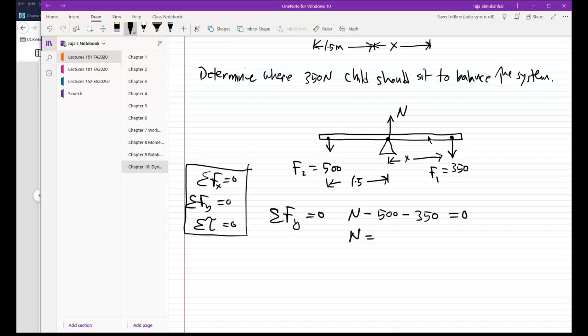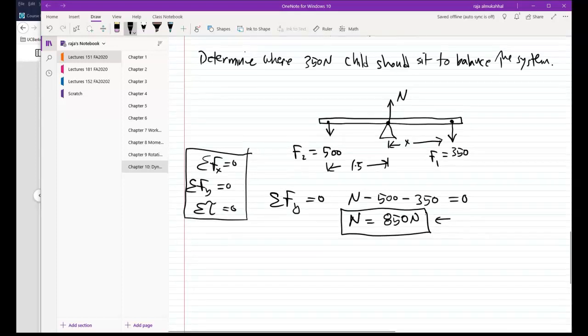So in this case, what is that? 500 plus 350, that would be 850, correct? So that's 850 Newton. There we go. That's the normal. It's not going to give us much help. This formula is not going to help us much, but that's basically how you find it. All right. Now the next step, I want to use sigma tau equals 0 to find that distance.